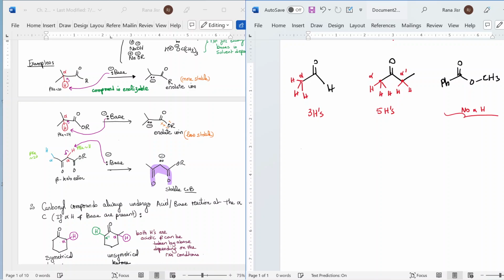If you have no alpha hydrogen, this means that the base has no reaction with this type of reactant. And we would say that this reactant is non-enolizable. These two are enolizable. This means that the base can come and take any one of these alpha hydrogens in there, because these are acidic alpha hydrogens, and it can create the enolate ion.